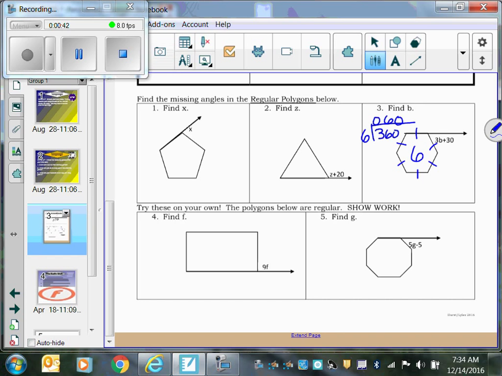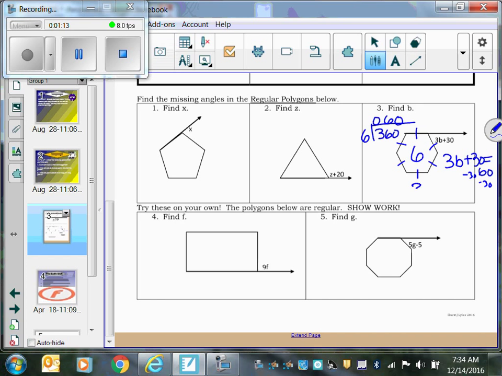So what I can do is I can say 3b plus 30 is equal to 60. So what I have to do to solve this is undo that plus 30. How do I undo plus 30 though? You need to divide by 3. Divide by 3 or subtract 30? Subtract 30 and then subtract 30 from 60. Okay, so we're going to subtract 30 first. So minus 30 and minus 30.